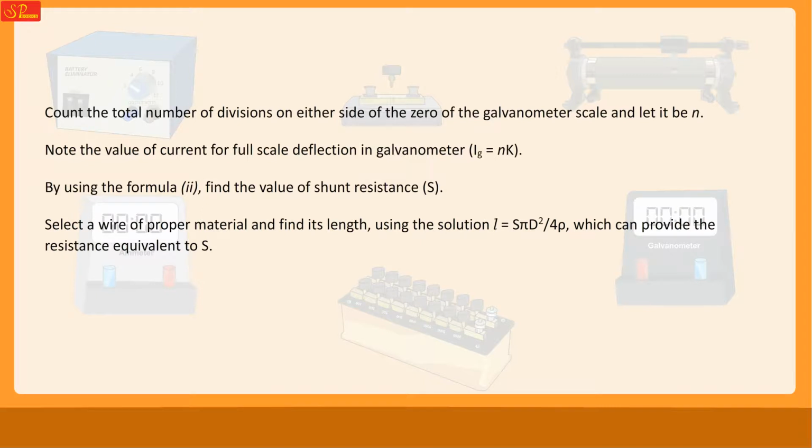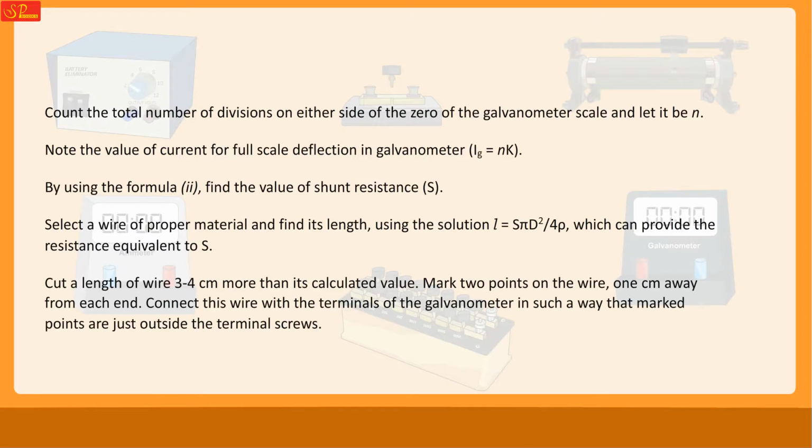Select a wire of proper material and find its length using the relation L equal to S pi D square by 4 rho, which can provide the resistance equivalent to S. Cut a length of wire 3-4 cm more than its calculated value. Mark 2 points on the wire 1 cm away from each end. Connect this wire with the terminals of the galvanometer in such a way that marked points are just outside the terminal screws. Now, this galvanometer with shunt wire will work as an ammeter of range I.